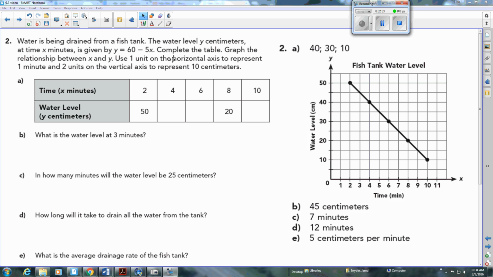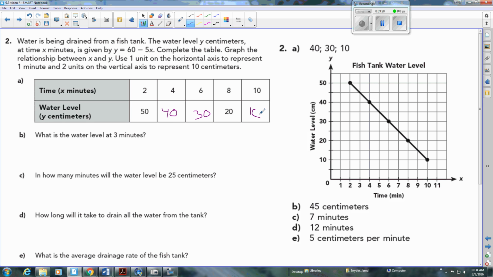So what we're doing here is we're taking our x value, multiplying it by 5, and then 60 minus whatever you get there. So this one would be 5 times 4 is 20. 60 minus 20 is going to be 40. I'll even write that in. We'll make it look good. Same idea here. 6 times 5 is 30, so this one would be 30. And 10 times 5 is 50, so 60 minus 50 is going to be 10.